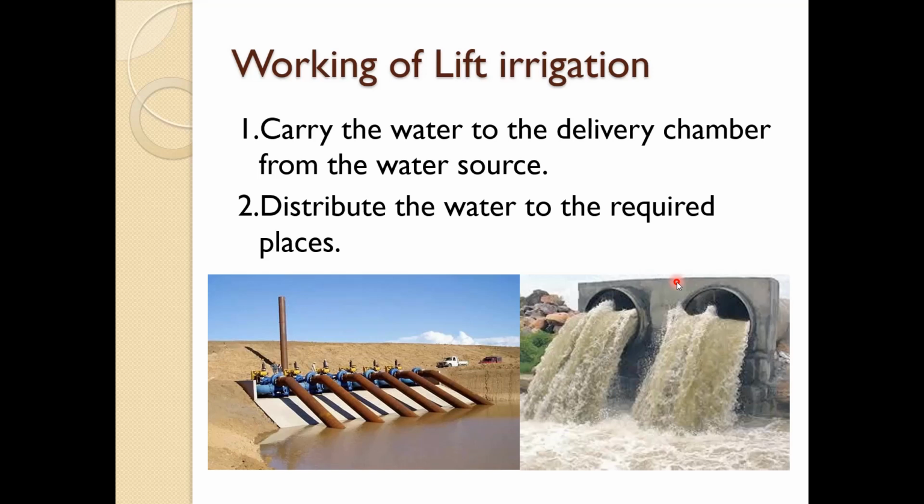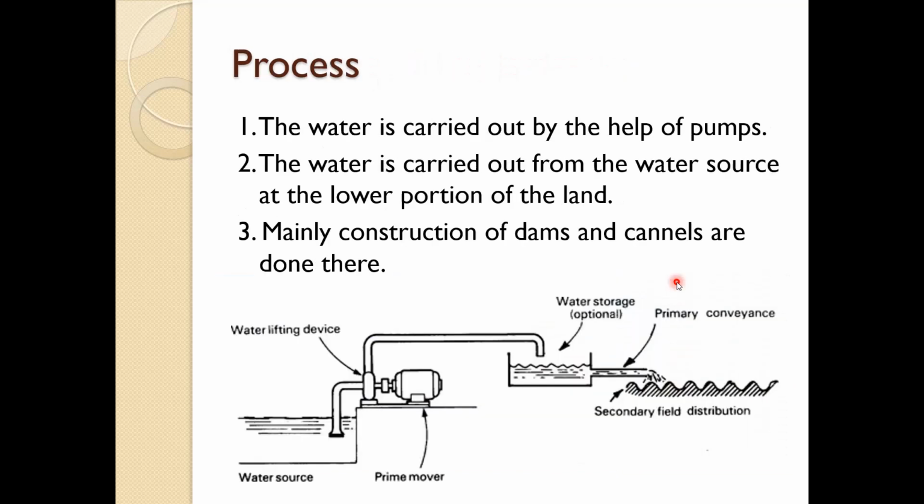Now what is the working of lift irrigation? We carry the water to the delivery chamber from the water source, by using this pump and mechanical means, and distribute this water to the required places. So we are storing the water at some place with the help of these pumps, etc. Same thing we are doing with our elevated water tank at home, and we are distributing that water again with the help of gravity, or sometimes even by mechanical means.